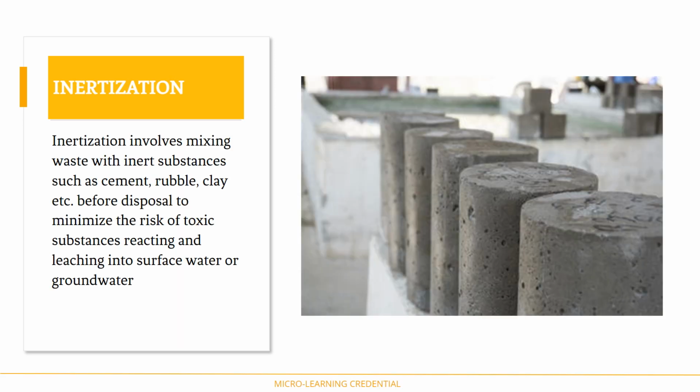Another waste disposal process called energization involves mixing waste with inert substances such as cement, rubble, clay, etc., before disposal to minimize the risk of toxic substances reacting and leaching into surface water or groundwater. For the energization of pharmaceutical waste, the packaging is removed, the pharmaceuticals are ground, and a mixture of water, lime and cement is added. A homogeneous mass like solid cubes, pellets or liquid sludge of the mixture is then produced on site. Finally, these are transported off for landfilling.